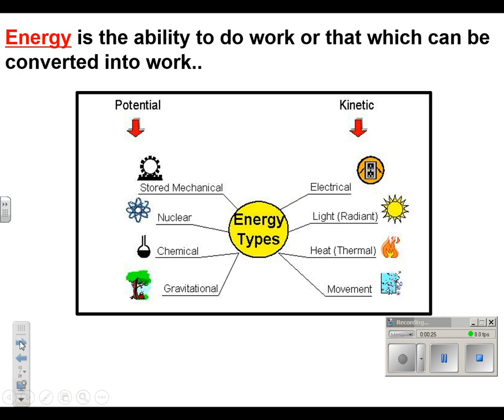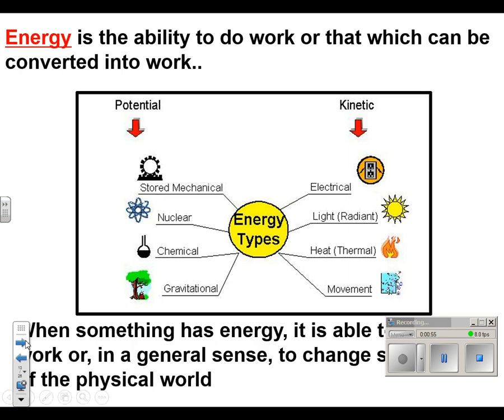We talk about kinetic and potential energy, and potential energy can be anything like stored mechanical, which we talk about, and gravitational potential, which we talk about. Nuclear and chemical, we don't talk about those so much in this class. That's in my AP2 class. And then kinetic energy, we talk about movement primarily. Thermal, light, and electrical kinetic energy are primarily discussed in my AP2. But there are those various types.